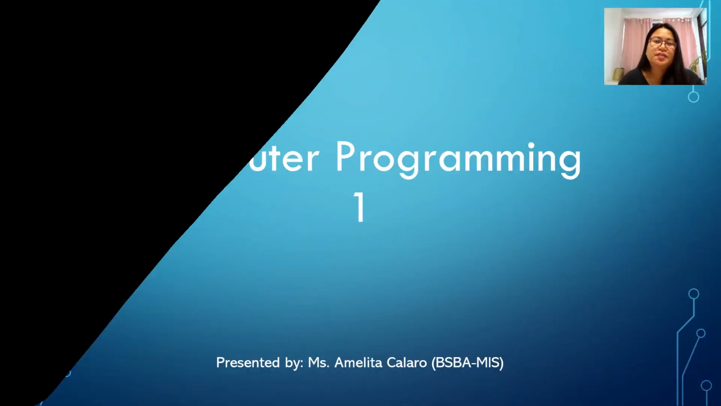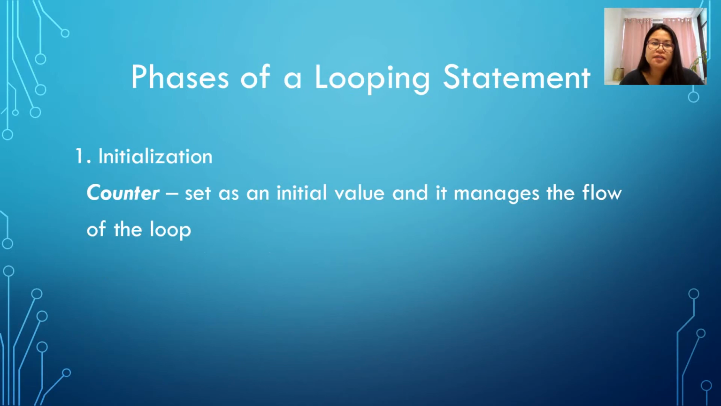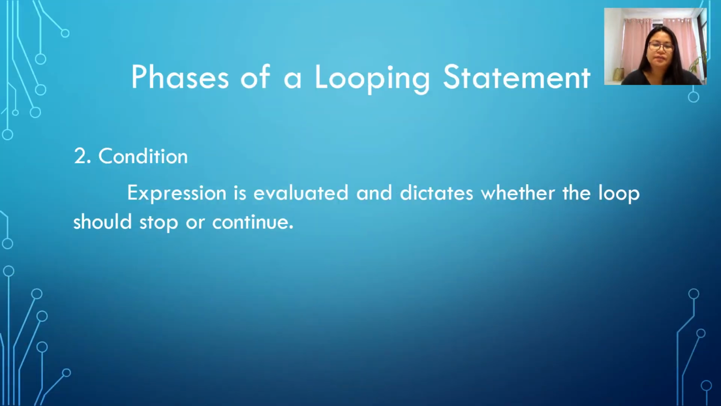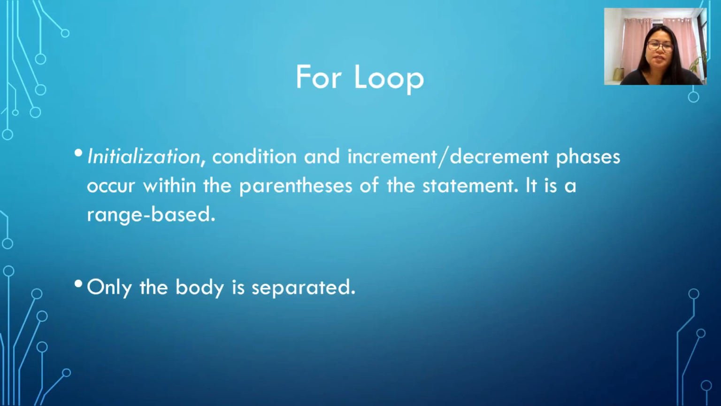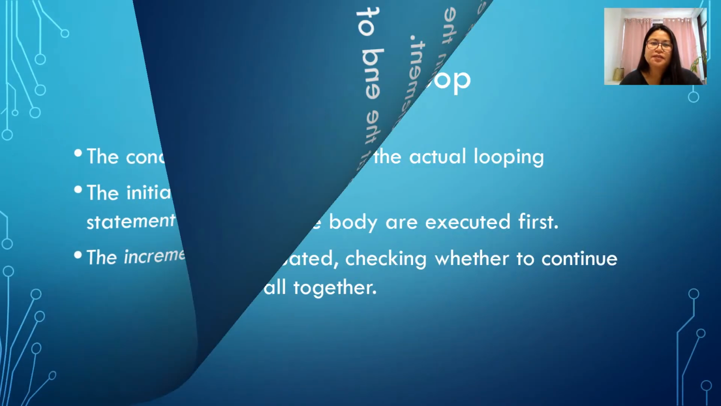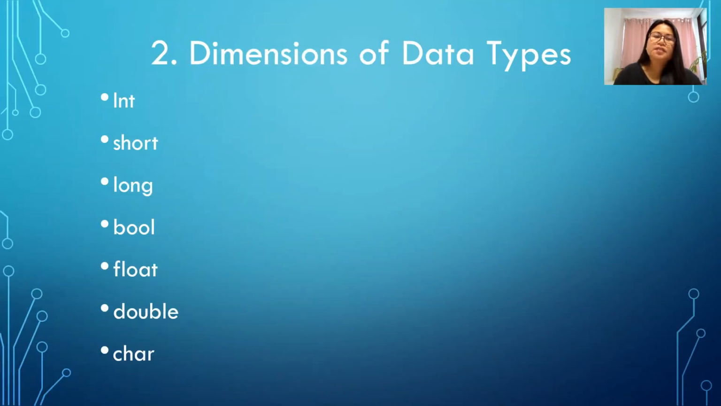Now we will discuss the second topic. This is the second topic, which is the dimensions of data types. We have studied in the previous lesson about the primitive data types, which are the integer, short, long, whole, float, double, and character.